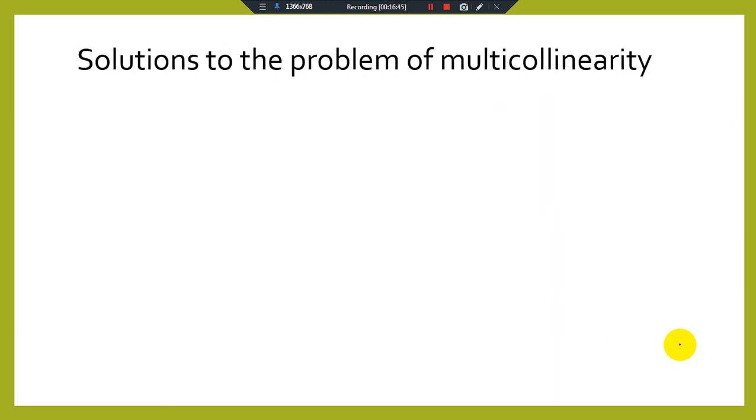Okay, solutions to the problems of multicollinearity. The first one, keep in mind that multicollinearity is a sample issue, not a population issue. When you are using the whole population in your analysis, then you can completely ignore the multicollinearity issue. So keep in mind that the multicollinearity issue is a sample issue, not a population issue.